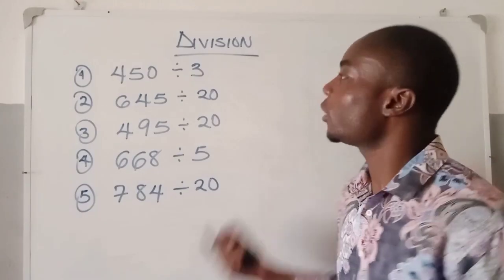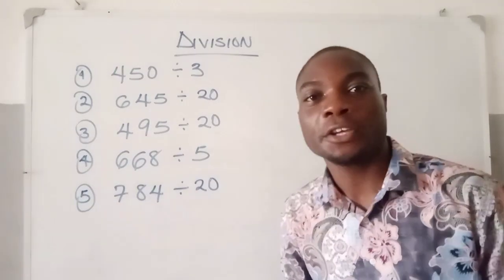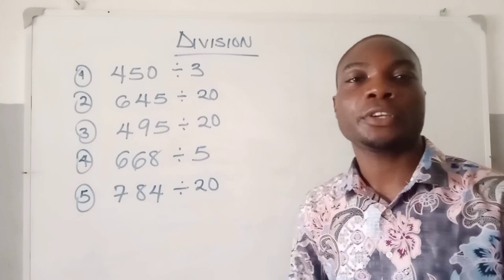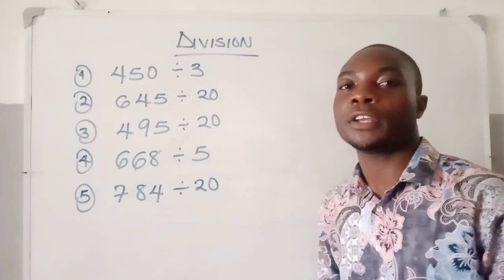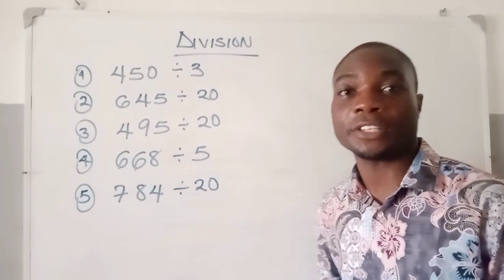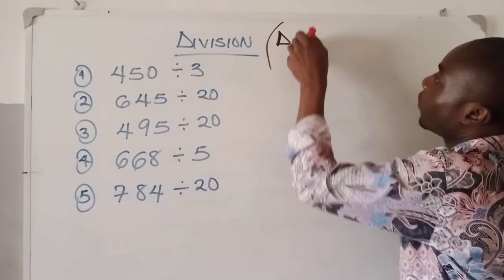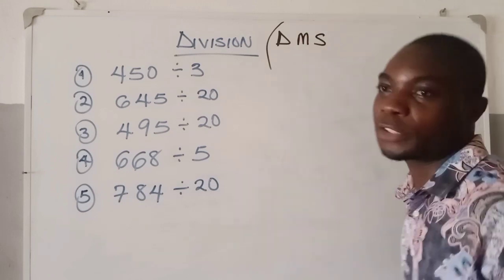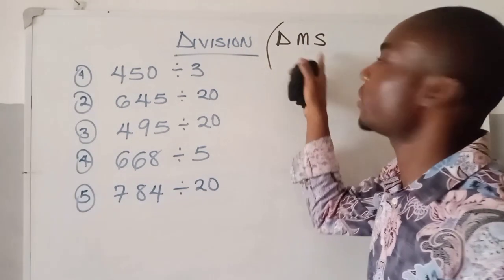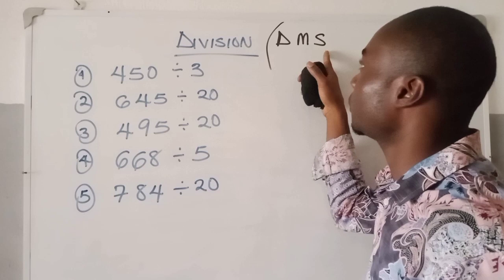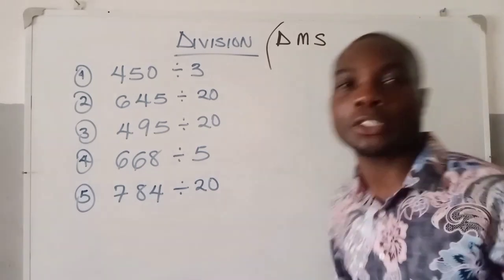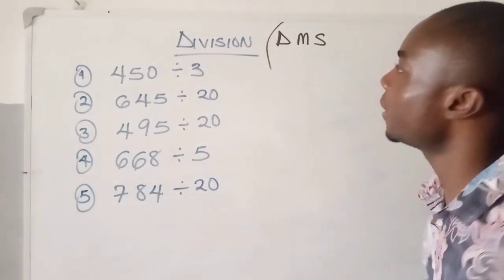So today I'm going to be teaching you how to divide numbers. In division of numbers, there's something that we should always remember, and that will help us to do division easily without stress. And that is, we'll do division, then multiplication, then subtraction. We'll keep repeating this process: division, multiplication, subtraction, division, multiplication, subtraction, till we get to the final answer.